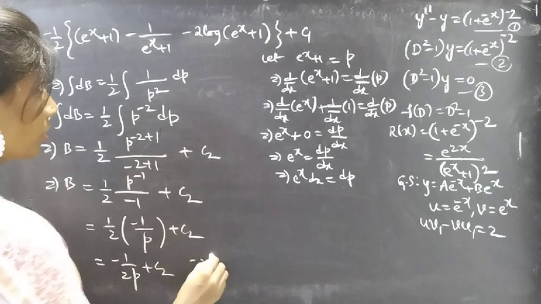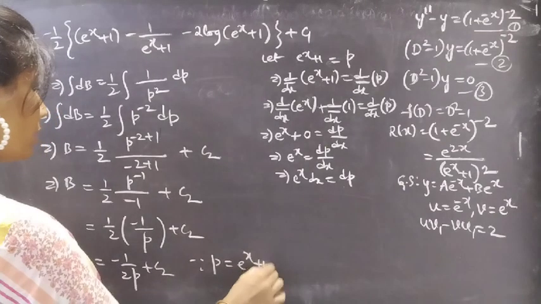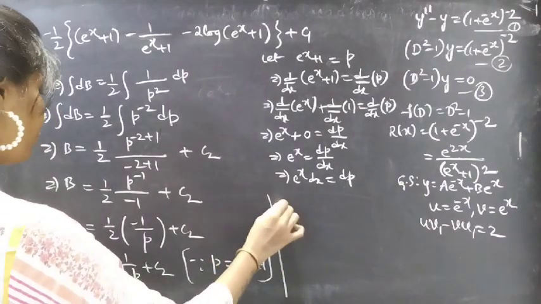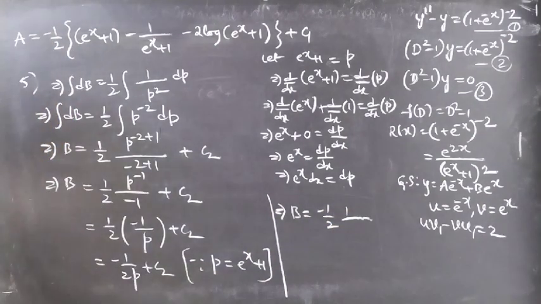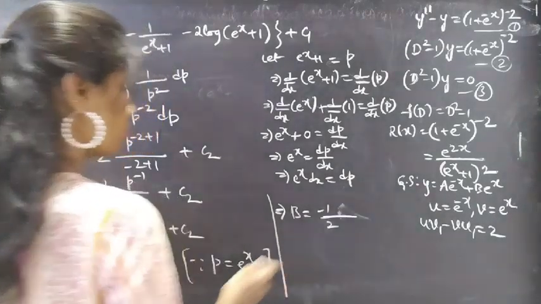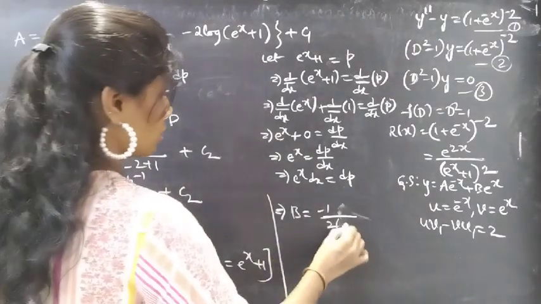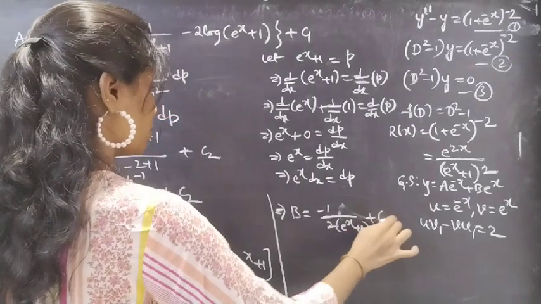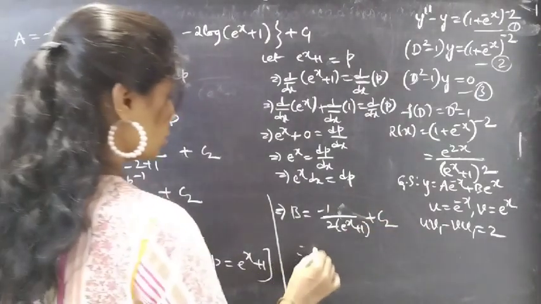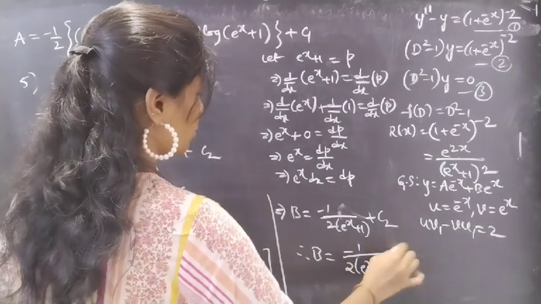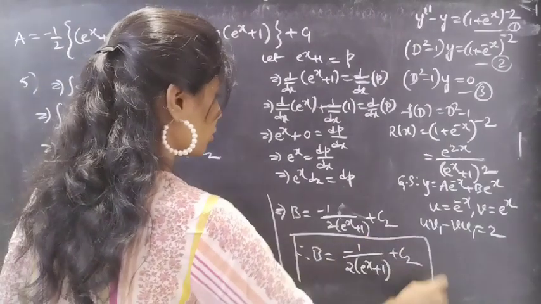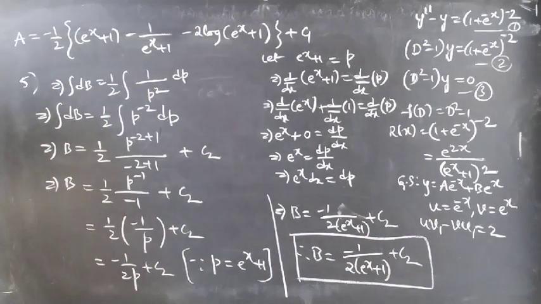Since p equal to e power x plus 1, from this we'll get b equal to minus 1 by 2 into 1 by, just replace this p with e power x plus 1, we'll get minus 1 by 2 times e power x plus 1 plus c2. Therefore, b equal to minus 1 by 2 times e power x plus 1 plus c2. So we got b and already we got a. Let's now write the general solution using y equals a e power minus x plus b e power x.